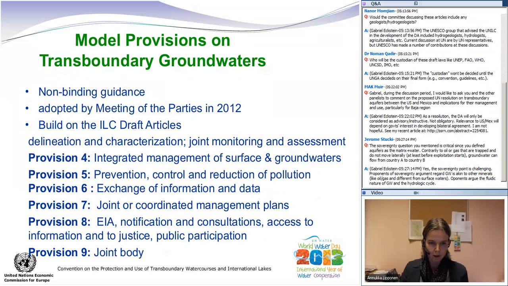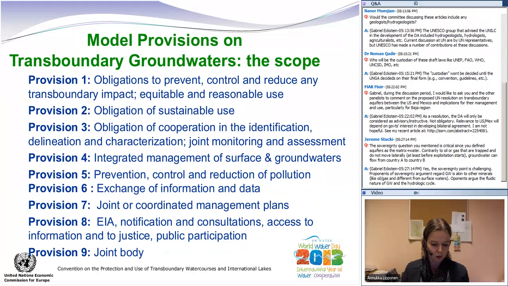The first provision refers to the obligation to take all appropriate measures to prevent, control, and reduce transboundary impact. And this also provides for use of transboundary groundwaters in an equitable and reasonable manner, taking into account all the relevant factors. And actually the Bellagio model agreement and then the ILC draft articles elaborate on this, and these are referred to in the commentary, like the population dependent on the aquifer, alternative water sources available, and so on. Then provision 2 is closely linked to the previous.